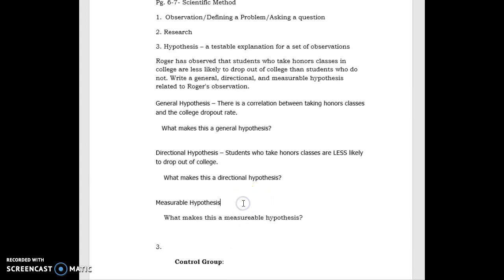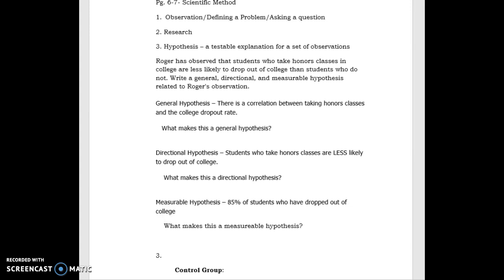So I'll type in a measurable example. Here I'm going to write: 85% of students who have dropped out of college have not taken an honors course in college. So what this states, and I hope it's pretty obvious, is that measurable includes some type of measurement. This number right here is what makes this a measurable hypothesis. So there is a standard value that's put onto the relationship between dropping out of college and taking honors courses.